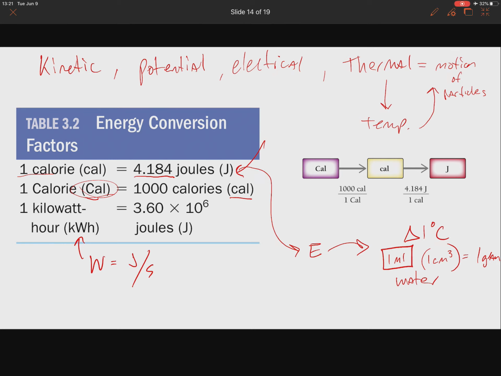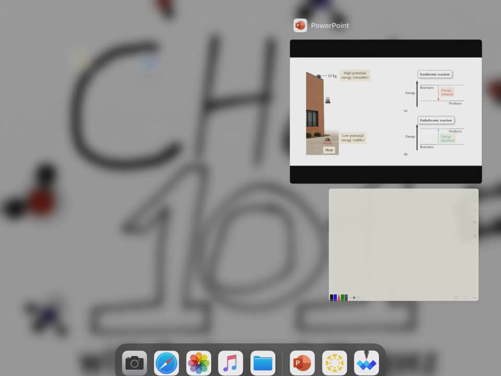Okay, conversions. You got to be able to do energy conversions, or converting between different units of energy. So let's give one a shot. So let's say a candy bar contains 225 big C calories of nutritional energy. How many joules does that contain? So we need to go from calories to joules. We need to figure out, is there a direct calorie to joule conversion?